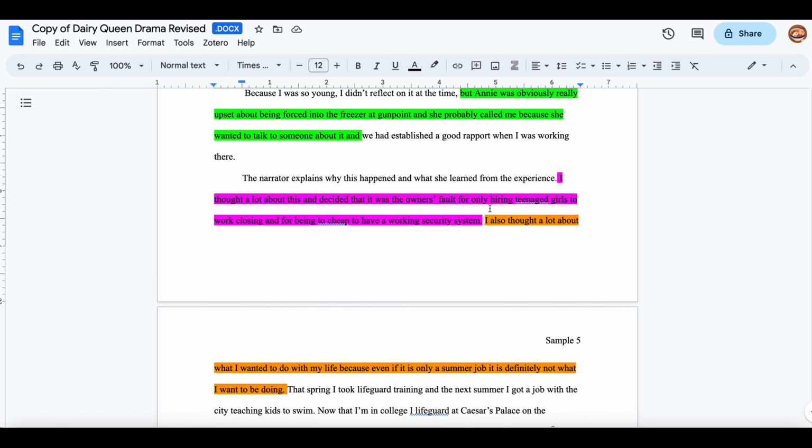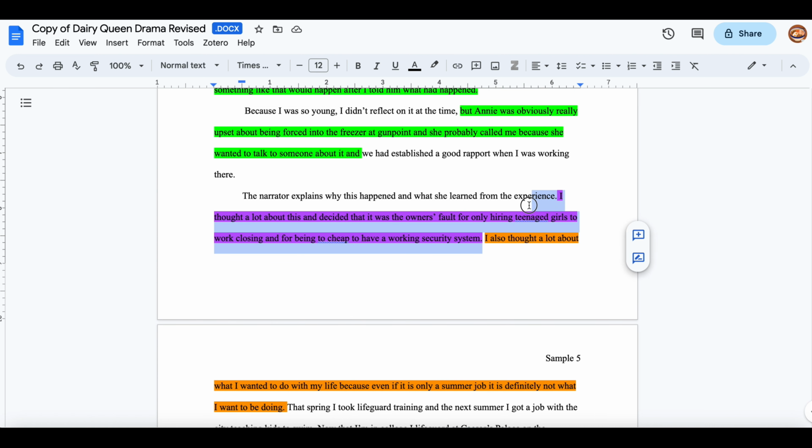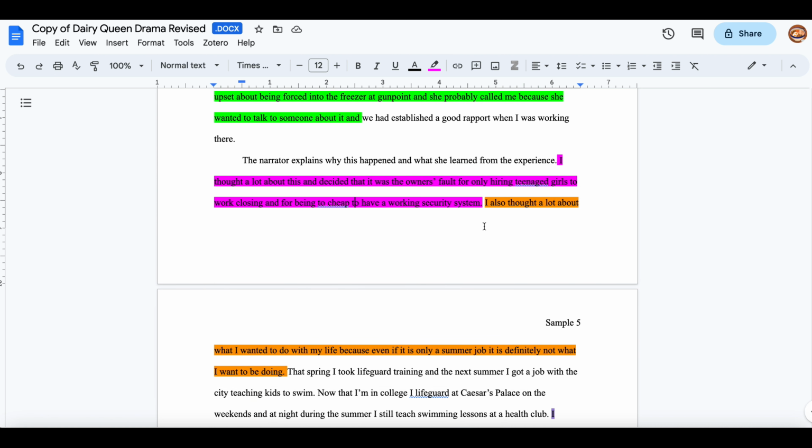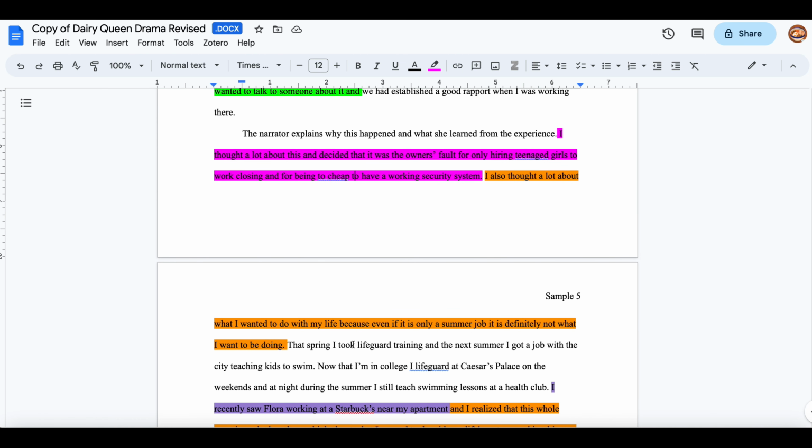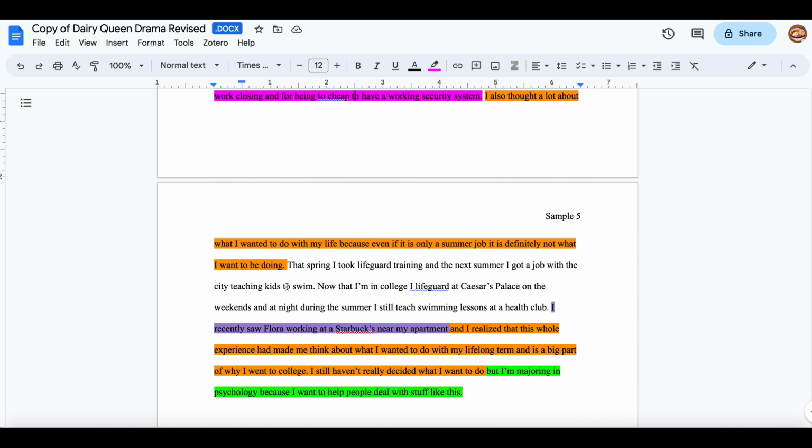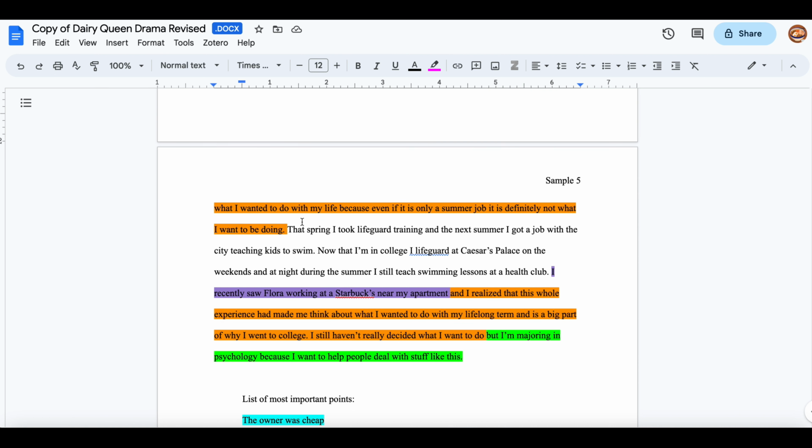Then we have this summarizing idea that it was the owner's fault, because they only hired teenage girls to work the closing and were so cheap that they didn't have a working security system, which seems like a fair critique to me. Then she says she thought a lot about the experience, which made her think about what she wanted to do with her life, because this was not a good experience for her. As a result, she took some lifeguard training and now she works for the city as a lifeguard, and she still teaches swimming lessons. So she's done something a little bit better as far as her summer job goes.